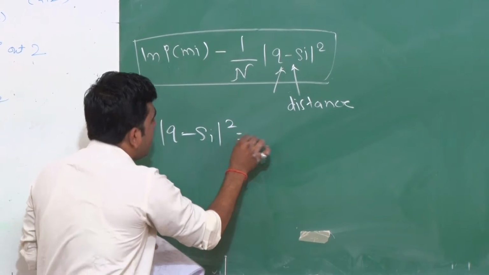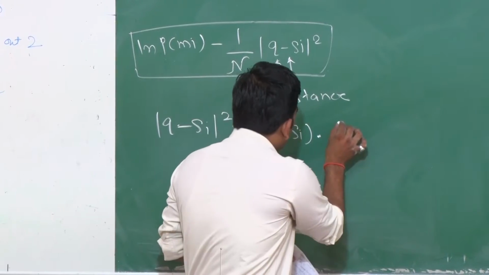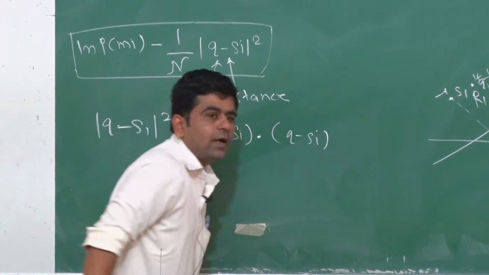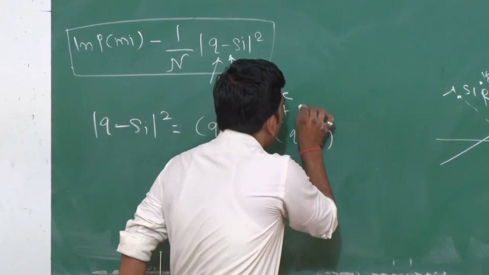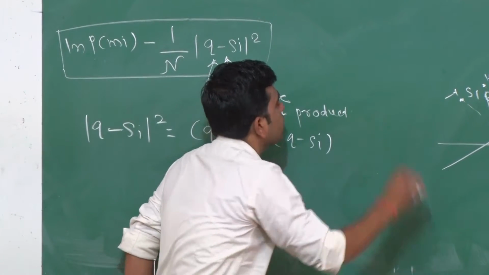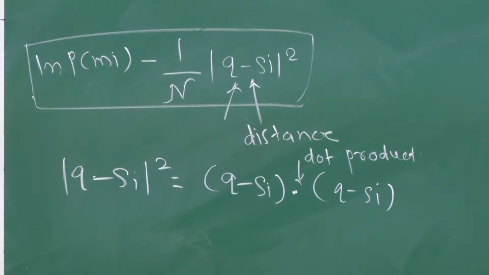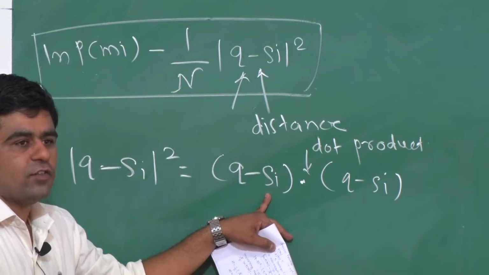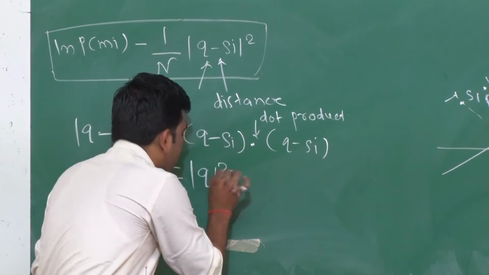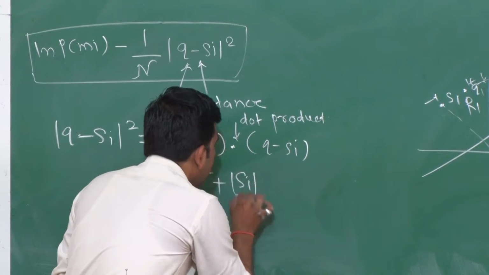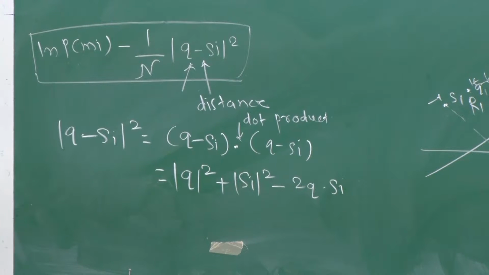Q minus Si square, the magnitude value, gives the distance. It is nothing but the dot product of Q minus Si with Q minus Si. This will be given as mod of Q square plus Si square minus 2Q into Si.